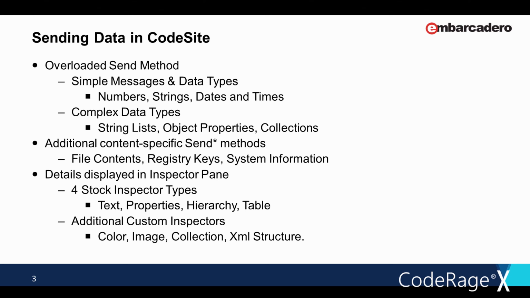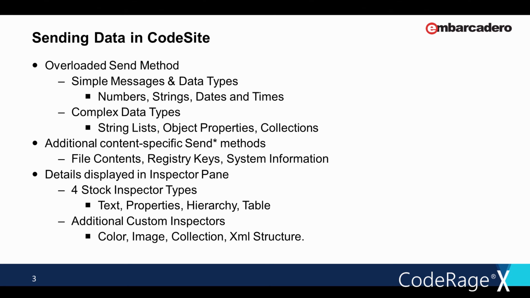To display the content of each of these messages, there's the message pane, which is the standard summary text that you're providing in the messages, but then also the inspector pane displays additional details. And there's four stock inspector types that handle most of the different display functions that we need. It's the text, simple text like you send over a long string, that uses the text inspector. The object properties, that uses the property inspector.